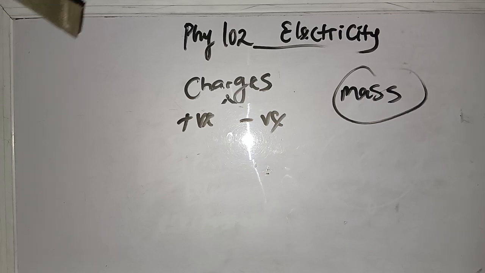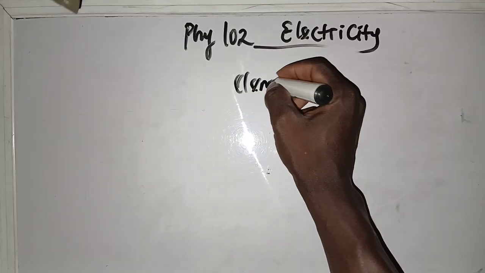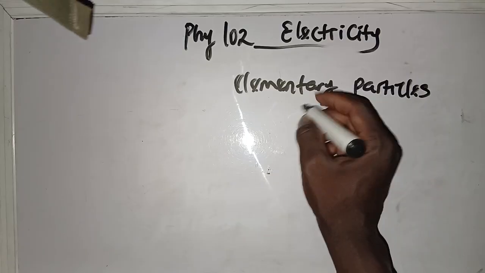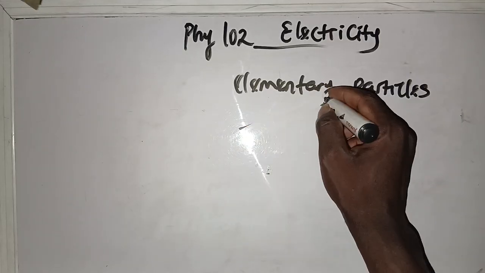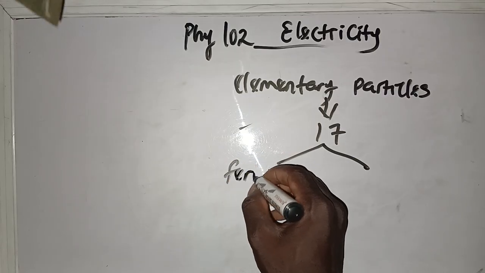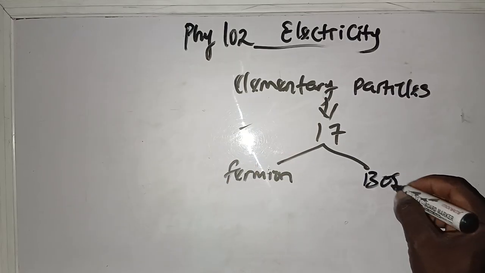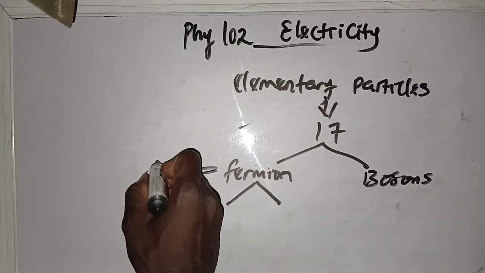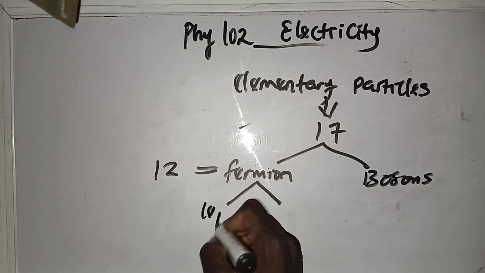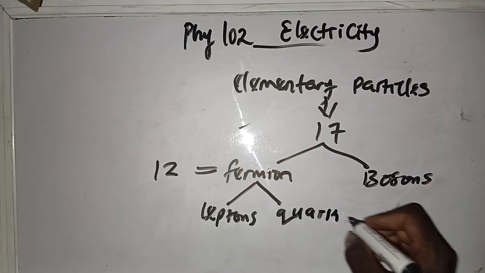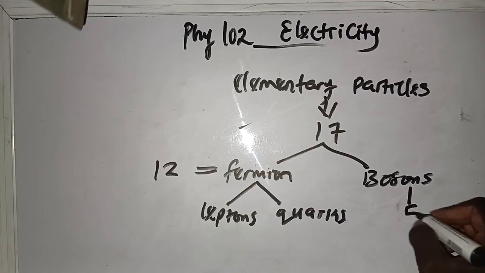Take note of that. Before we move on, let's quickly move to elementary particles. Elementary particles, we have 17. This 17 is grouped into 2, which are what? Fermions and bosons. The fermions are 12, and we have leptons and also quarks. Bosons, we have 5.